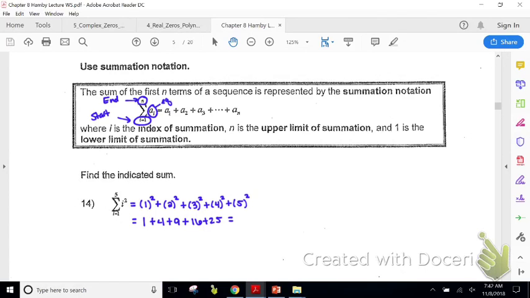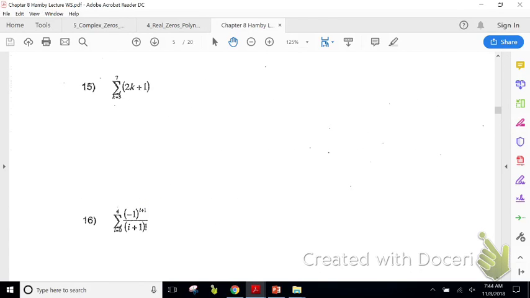On the homework, I didn't know that you had to look at the number to see how many times you plug it in. Alright, so look at 15.